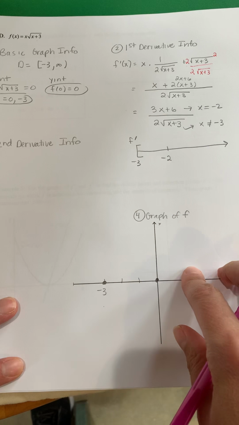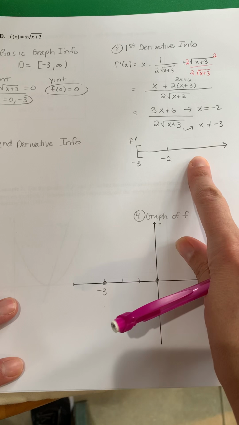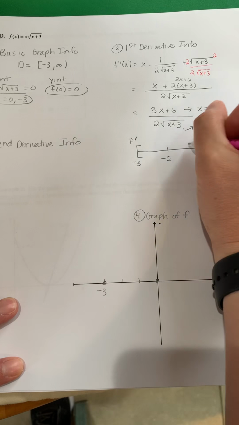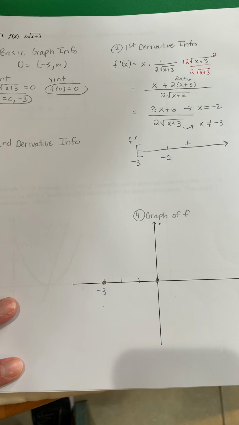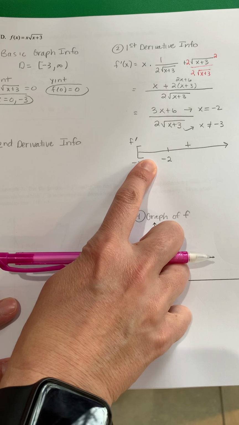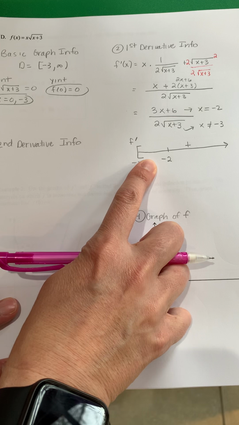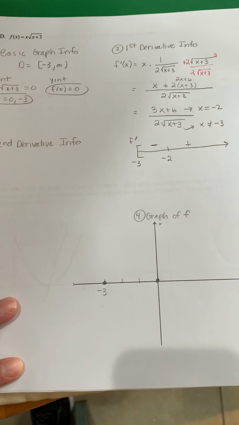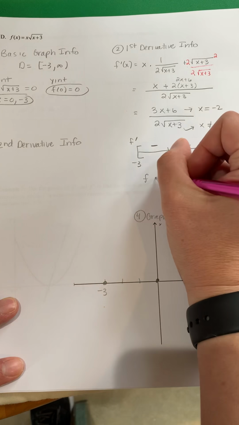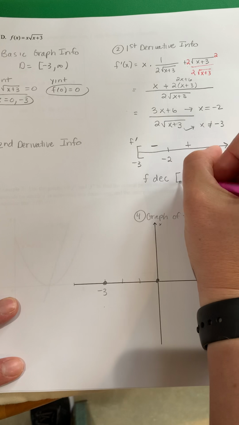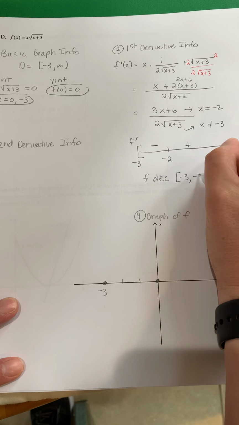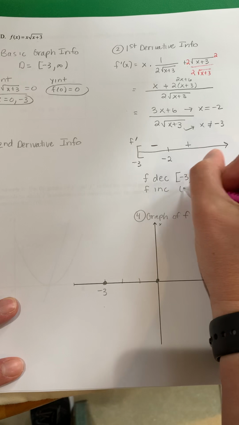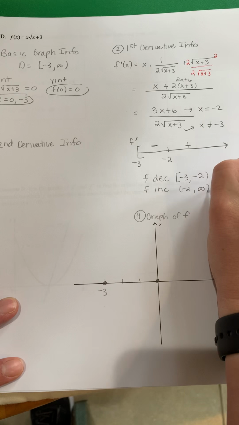Okay. Probably the easiest side to test is this side. We can use a number like 0. If we plug a number like 0 in, we'll get a positive number. The harder side to test is this one. You have to use a number like -2.5. When you plug that into the first derivative, you end up getting a negative number. So that tells us our function f is decreasing on the interval from -3 to -2. Our function is increasing on the other side of -2 on out to infinity.